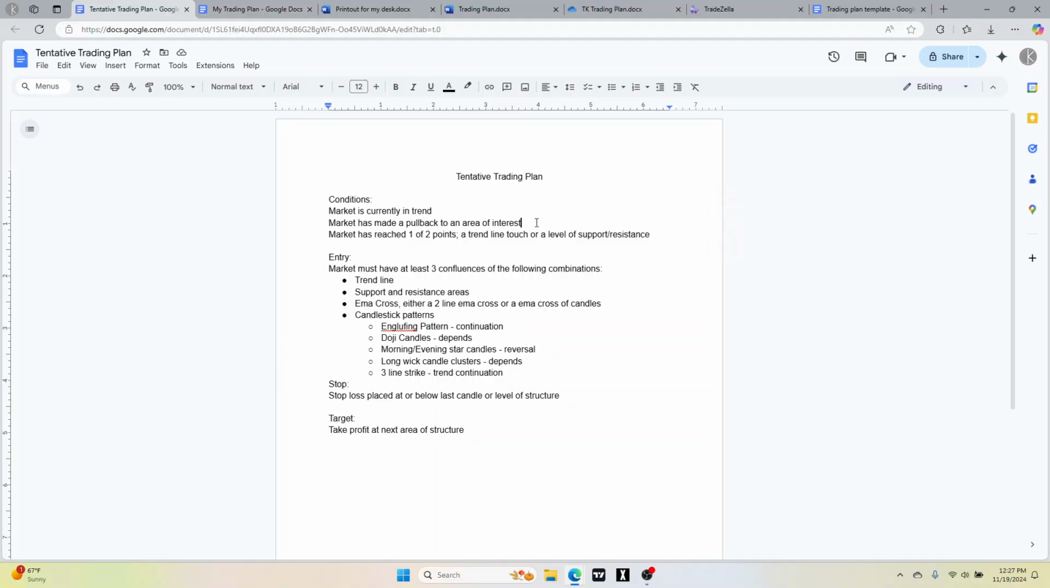Market has made a pullback to an area of interest. What is an area of interest? Market has reached one of 2 points, a trend line, or a touch of support and resistance. This is not very detailed. Entry, trend line, support and resistance.